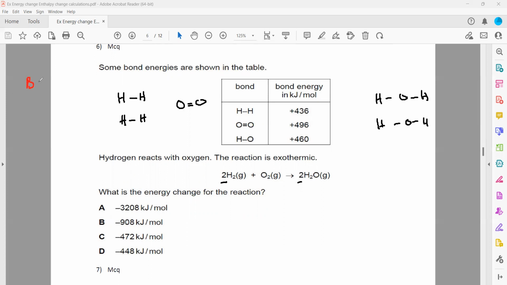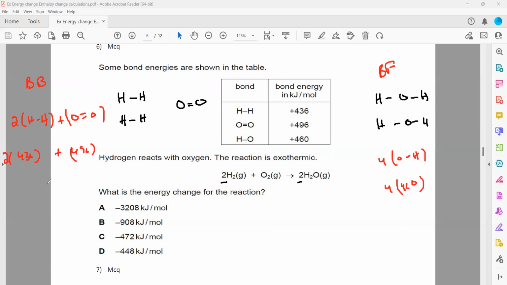Reactant side is a bond breaking side. So it will be 2 into HH plus O double bonded with O. So 2 into HH, 436, plus oxygen double bonded oxygen 496. And here the bond forming energy is 4 into OH, so 4 into OH or HO, 460. So bond breaking energy is how much?